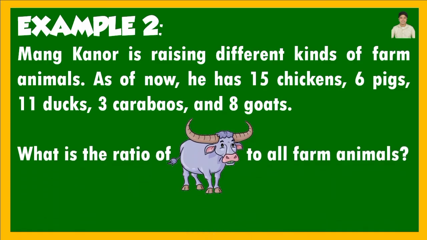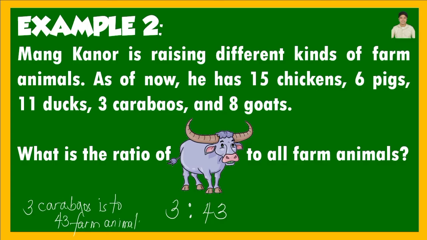Another, what is the ratio of carabaos to all farm animals? So since 43 yung number of farm animals, pwede na nating isulat as 3 is to 43. So yan, in colon form, in fraction form naman, 3 carabaos is to 43 farm animals. In fraction form, 3 over 43.